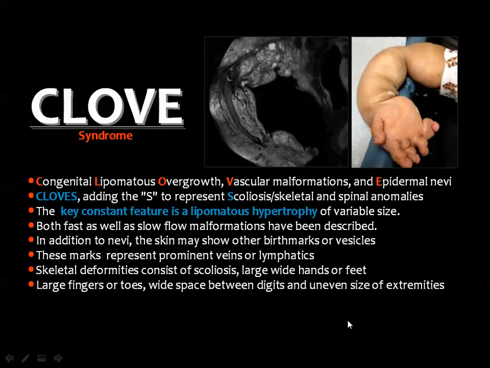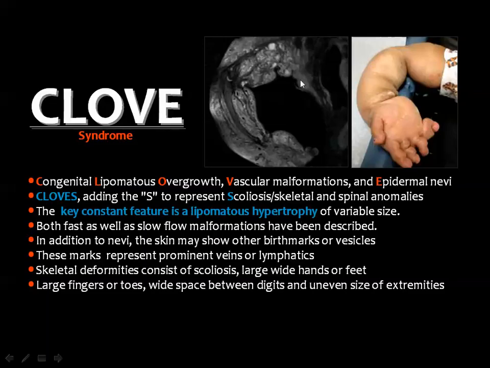Then Glove syndrome is an abbreviation for congenital lipomatous overgrowth, vascular malformation, and epidermal nevi. And recently they add S to the glove, and S refers to the presence of scoliosis or skeletal and spinal abnormalities. This syndrome is nothing but considerable hypertrophy of a limb secondary to lipomatous hypertrophy. And it is not due to vessels, not due to lymphatics, it is due to fat.